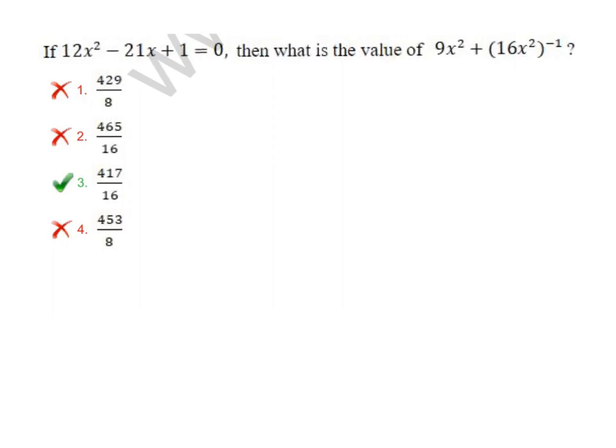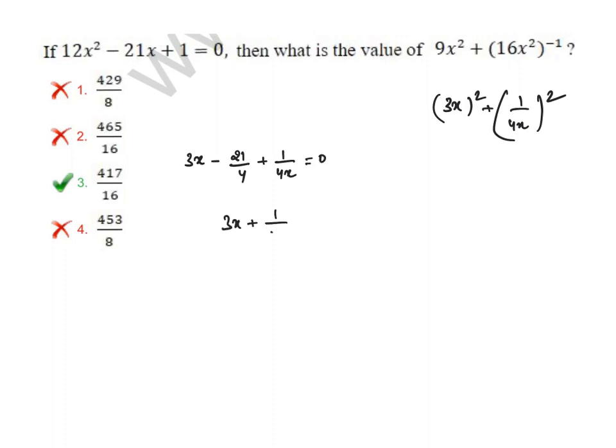If 12x square minus 21x plus 1 is equal to 0, then what is the value of 9x square plus 1 by 16x square? So, we need to divide it by 4x. If I divide it by 4x, you get 3x minus, the x anyway cancels, 21 by 4 plus 1 by 4x is equal to 0. Therefore, 3x plus 1 by 4x is equal to 21 by 4.